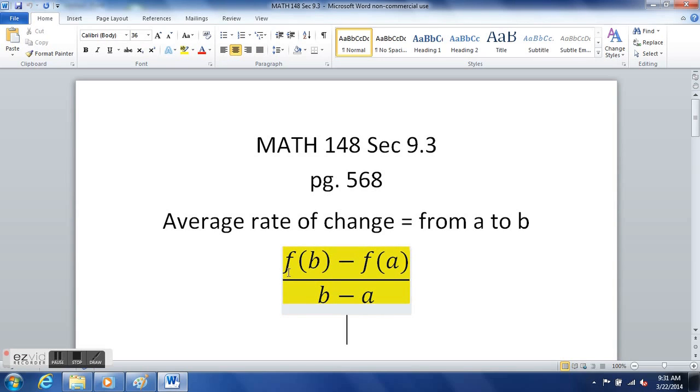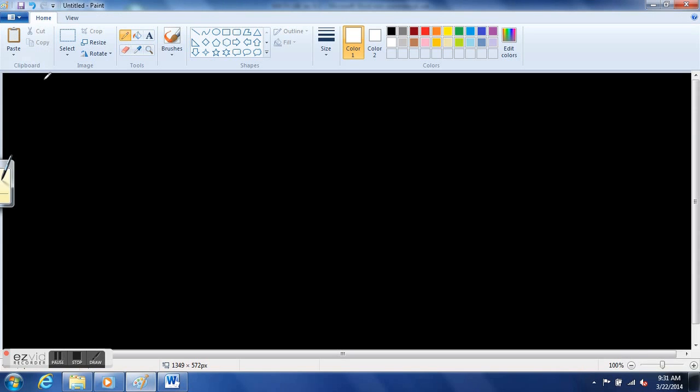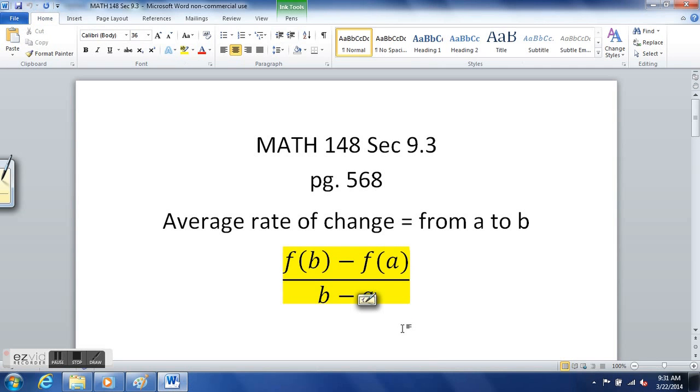So this is basically saying as the function moves from A up to B, this is how you would find the average rate that it's moving from A to B. And this is how you would use this function in a problem. So for these videos, because I'm trying to keep them pretty short, I'm not actually going to go through the derivation of where this formula comes from. I'm just going to say, there's the formula. Here's how to use it.